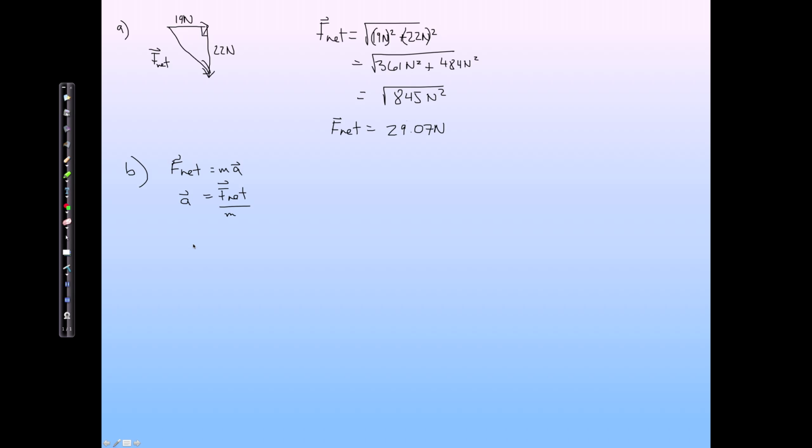So the acceleration will equal 29.07 newtons divided by its mass of 130 kilograms. Now, let's in fact change newtons and say that the F net is equal to 29.07 kilogram meters per second squared, and divide that by its mass of 130 kg.